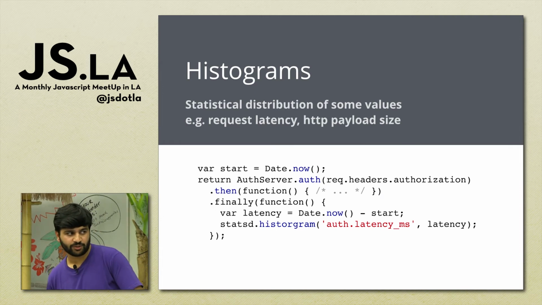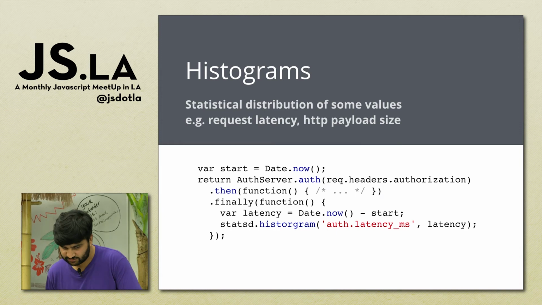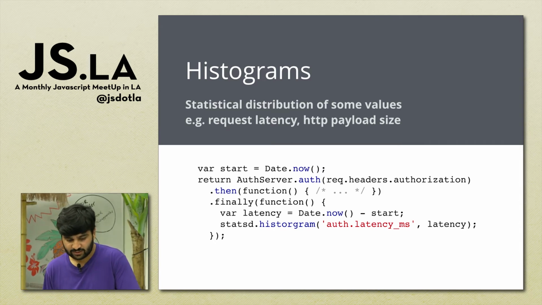So the way to do that is basically here we've got a request that we're sending to an upstream authentication server. Before we send the request, we have a start time. And then after the request is complete, we get a diff of the amount of time that has elapsed and say StatsD.histogram auth.latency milliseconds and just pass in the latency.